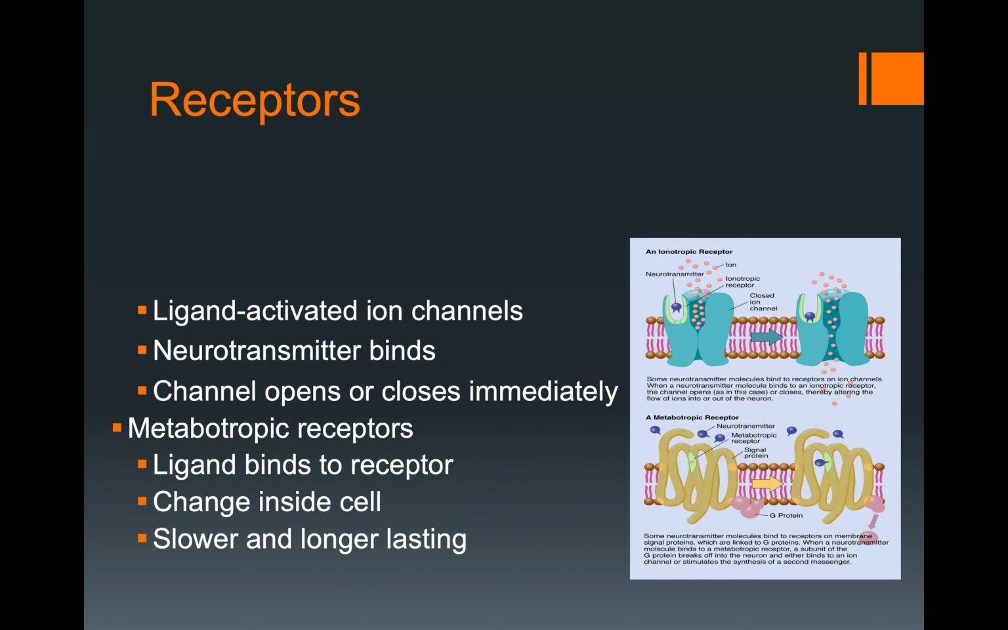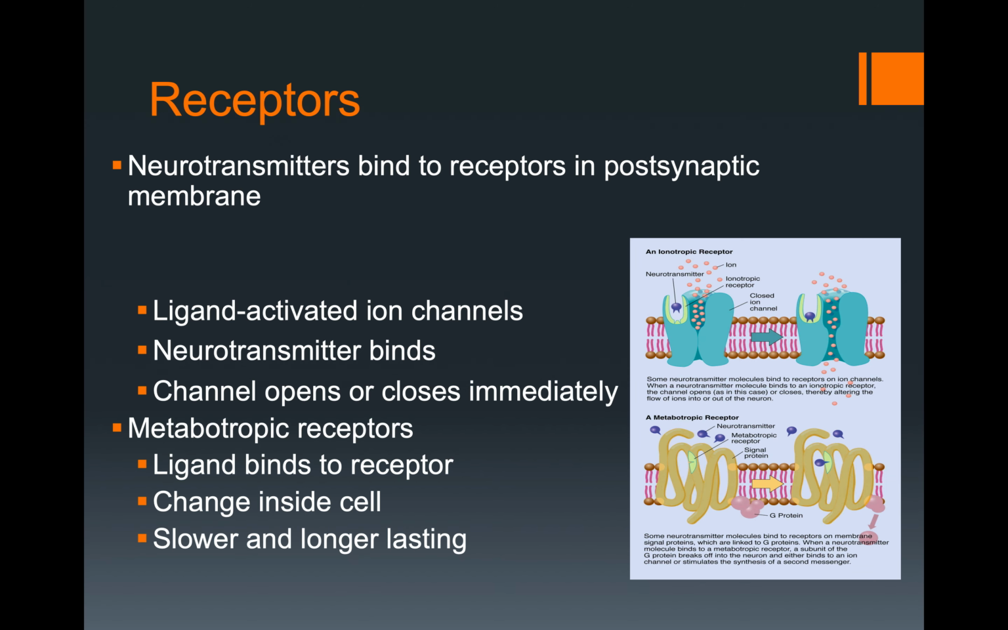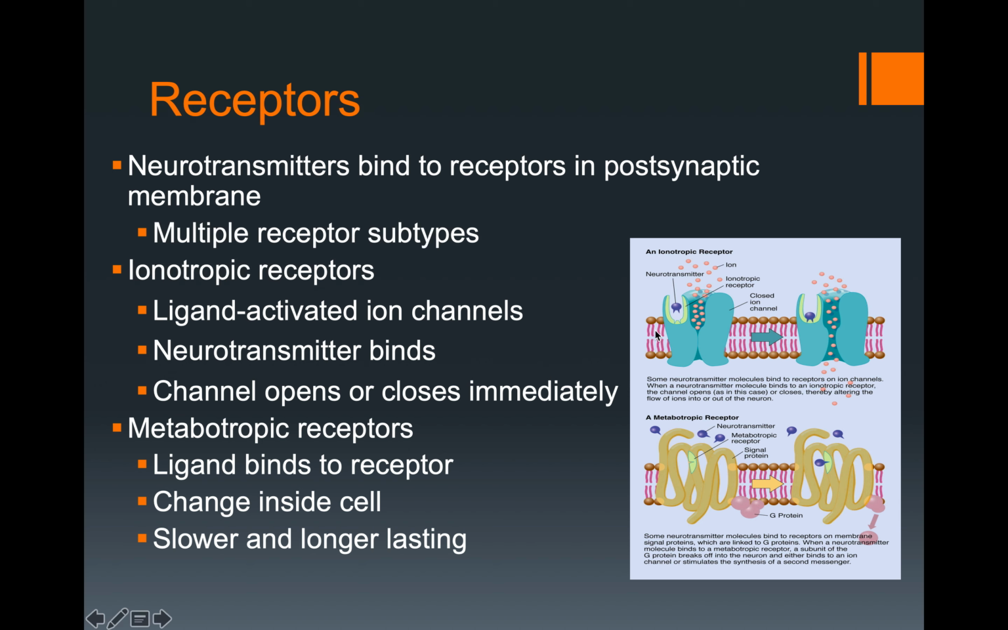So receptors are located, we're talking primarily about ones that are located in the postsynaptic membrane. There are multiple receptor subtypes, meaning that dopamine binds to dopamine receptors, but there are multiple types of dopamine receptors. Serotonin binds to serotonin receptors. There are at least 14 types of serotonin receptors.